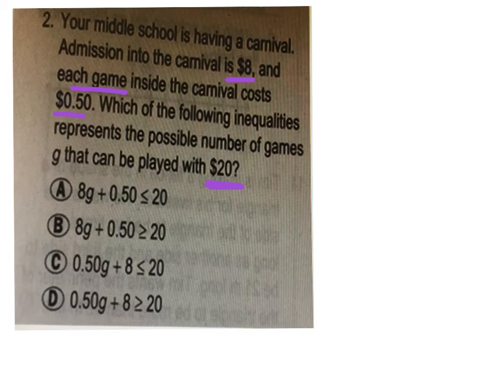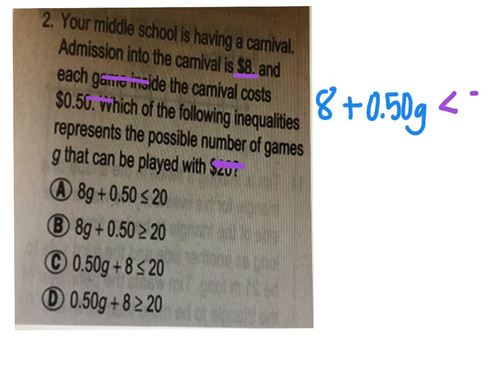So first thing, I know that to get into the carnival, it cost me $8, plus I have to pay 50 cents per game. I don't know how many games I played, okay, but I know it's 50 cents per game, so I'll call that G, or X you could call it. All right, so next step, I know that I only have $20, so here's what I'm spending, 8 plus 50 cents per game. I can't spend more than that, so I have to keep it under $20.